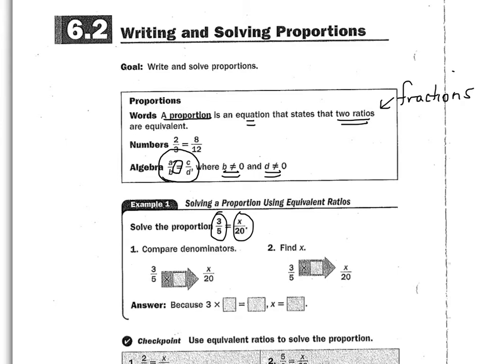So this fraction 3/5 is equal to x over 20. Well, remember, what do we multiply by 5 in order to get 20? 5 times 4 is 20, so all we do is take 3 times 4, and that will give us the equivalent fraction, which is 12 over 20. It's very simple. You guys do checkpoint 1 and 2.